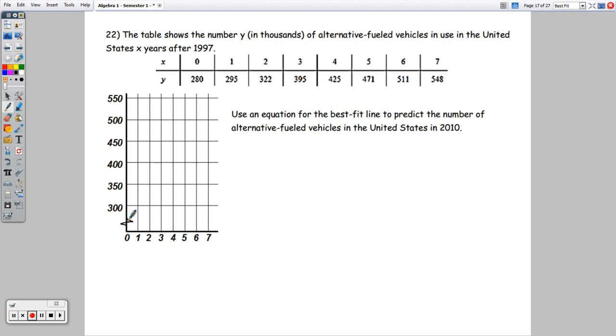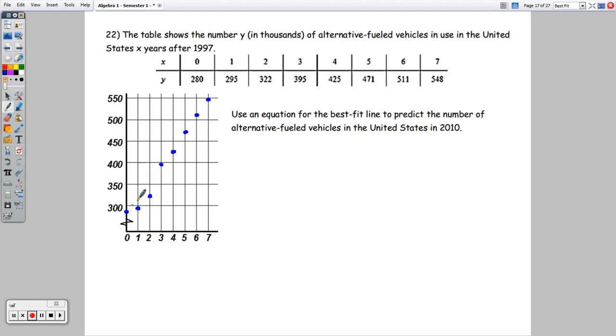So let's say this is about 250 right here now. We're going to plot 280. 0, 280 would be right about here. 1, 295, very close to the 300. 2, 322, almost halfway in between 300 and 350. 3, 395 would be right about there. 4, 425, exactly halfway in between 400 and 450. 5 and 471, right about there. 6, 511, just a little above the 500, and then 7, 548, very close to 550 right there.